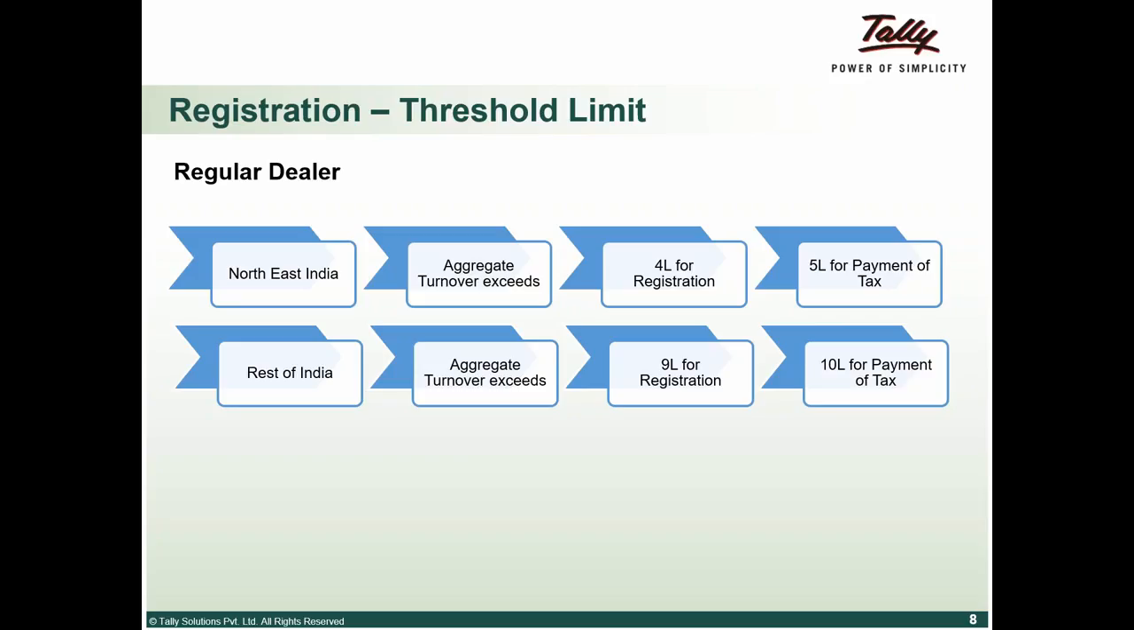Now, like I mentioned earlier, the first GST Council met on 22nd and 23rd, and one of the major decisions taken was based on a lot of recommendations from various industries and bodies that the threshold limit of 5 lakhs for northeastern states and 10 lakhs for the rest of India seems to be very low, and small businesses are going to be impacted. So the recommendation was that the threshold limit needs to be enhanced.